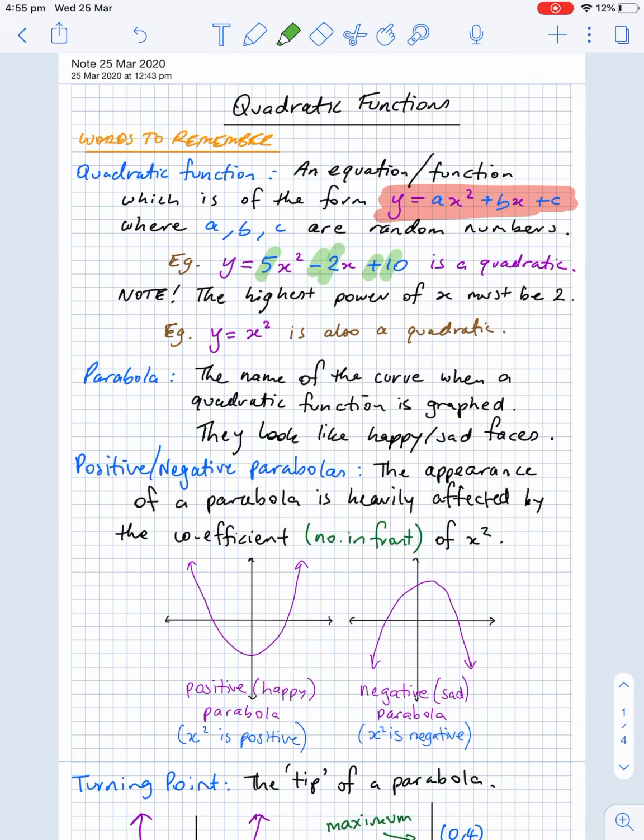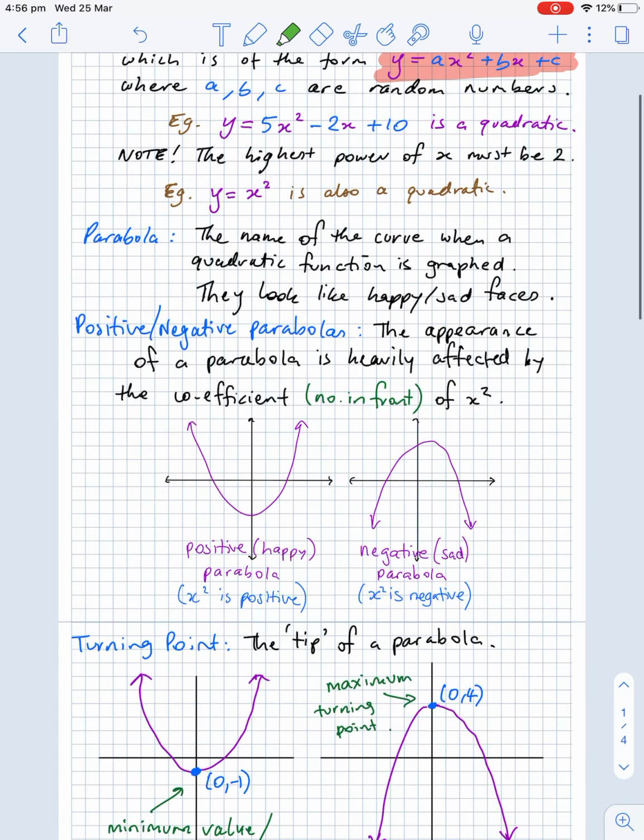You can see here that your a is 5. That's the number with x squared. The b is minus 2, and the c is plus 10. Note, another way to think about quadratics is that the highest power of x must be a 2. So when I see this x squared, I think to myself, oh, that's a quadratic. For example, y equals x squared is a quadratic because of that squared there. So that's one way to think about it.